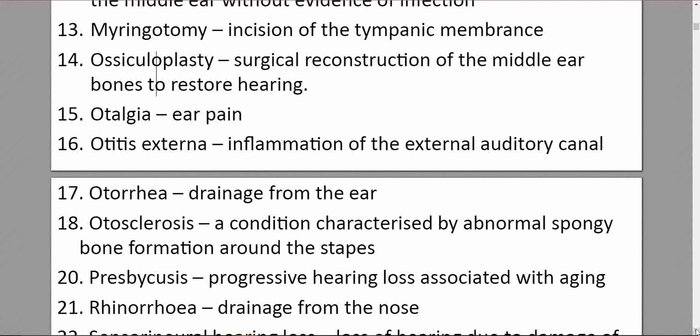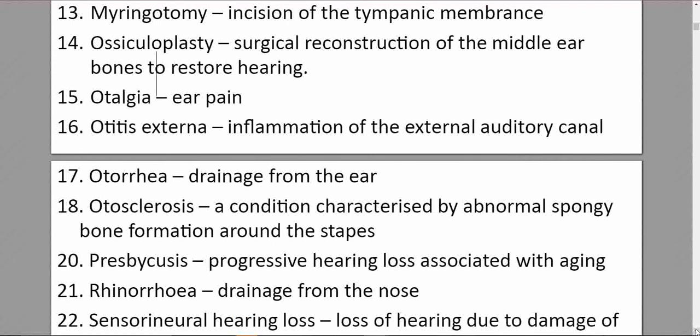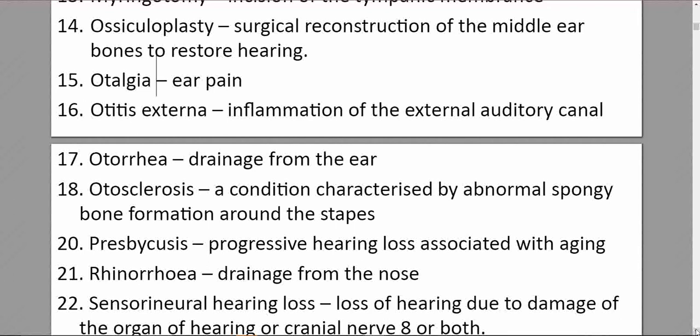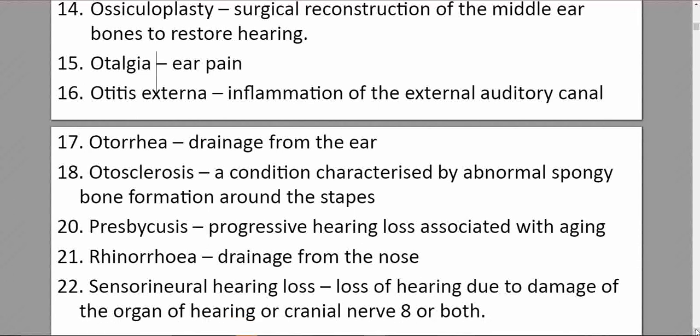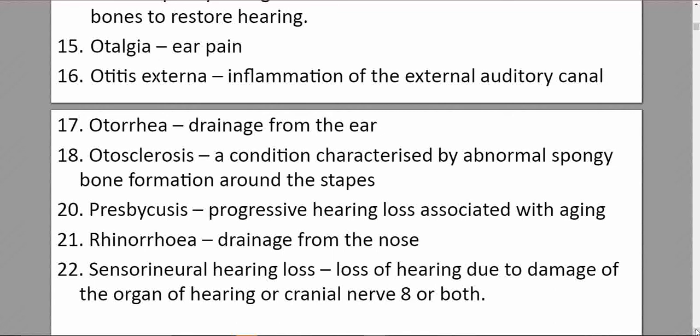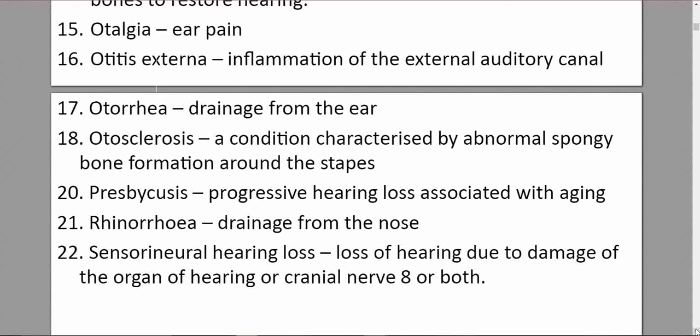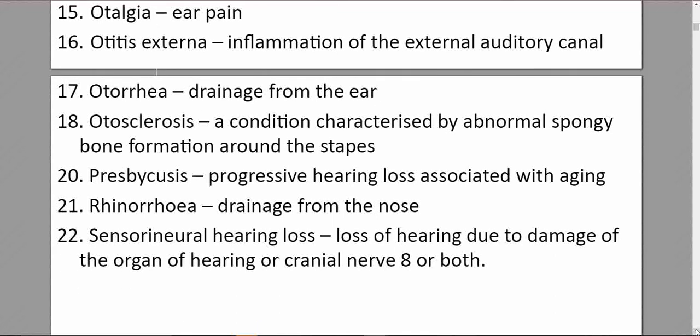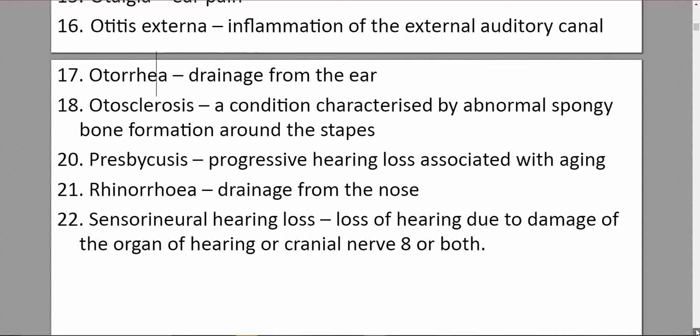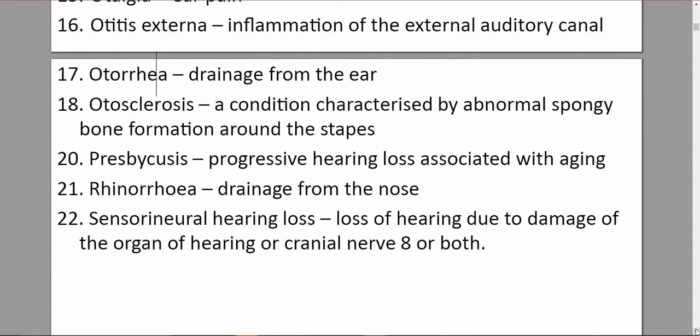Ossiculoplasty is a surgical reconstruction of the middle ear bones to restore hearing. Then otalgia, that is ear pain. Otitis externa, inflammation of the external auditory canal. Then otorrhea, drainage from the ear. Otosclerosis, a condition characterized by abnormal spongy bone formation around the stapes.